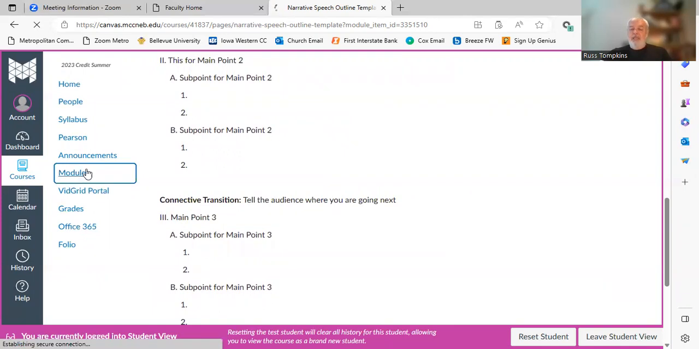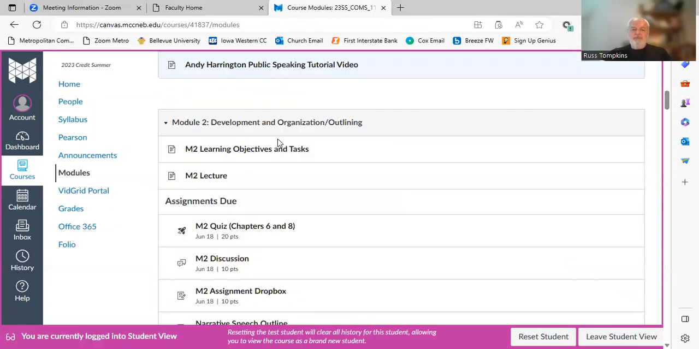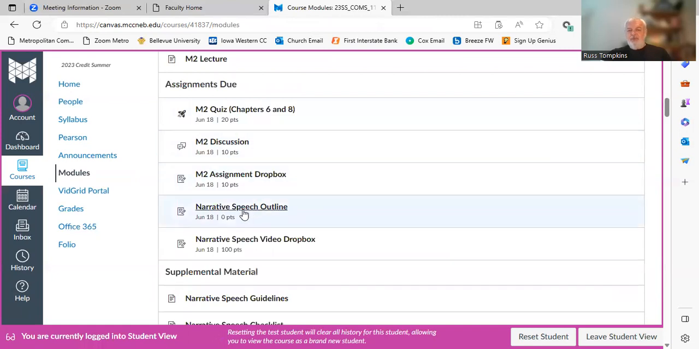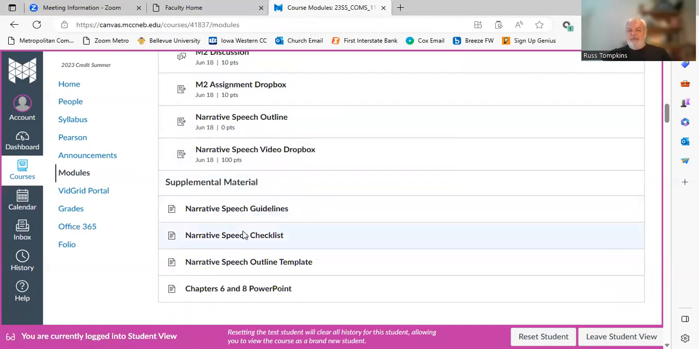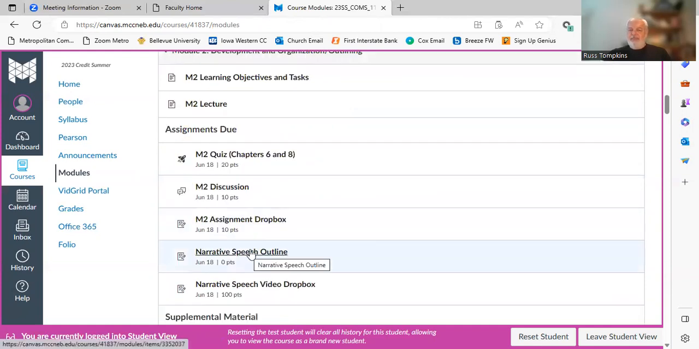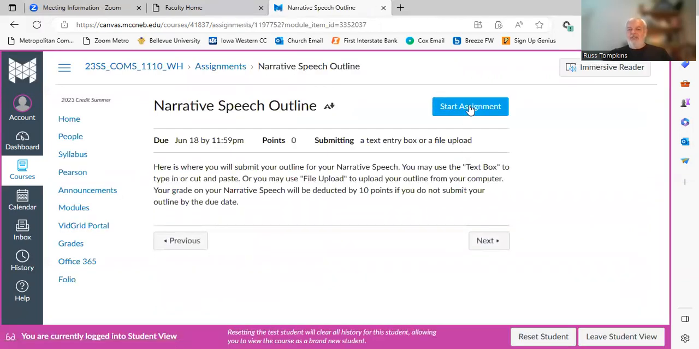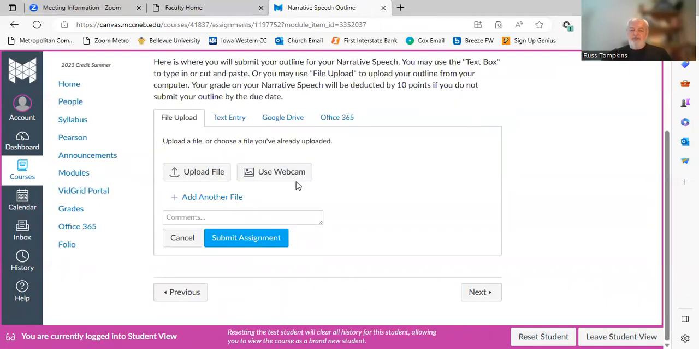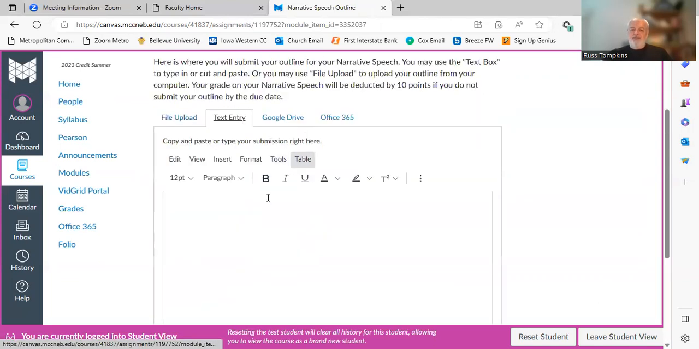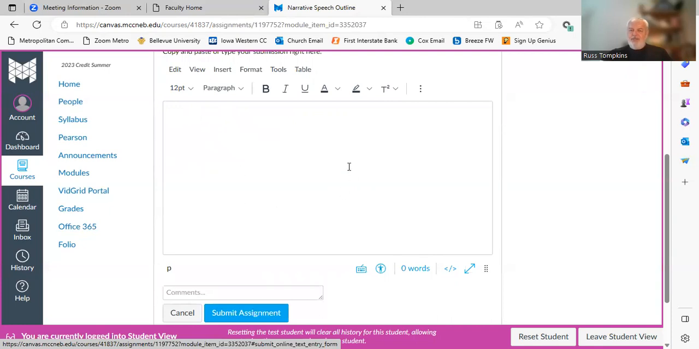So I'm going to go back here to modules, and we're going to go back to module 2. And for module 2, here's where you submit the outline. Down under supplemental material was where you did the checklist. Up here is where you actually submit the outline. And so you go to narrative speech outline. When you're ready, you click start assignment, and you can do one of 2 things. You can upload your file from your computer, choose the file, then submit it, or you can go to text entry and do a cut and paste, and you paste your outline right into here and then submit it.